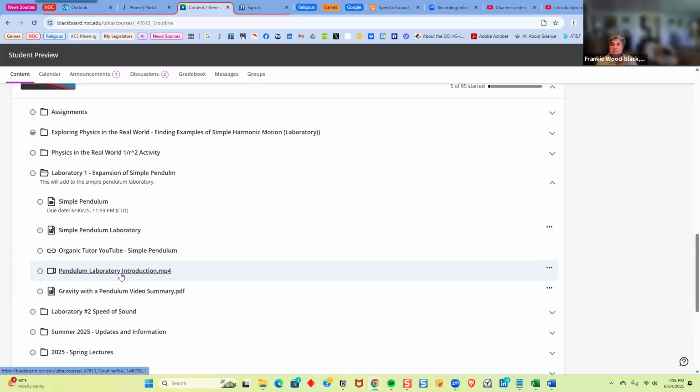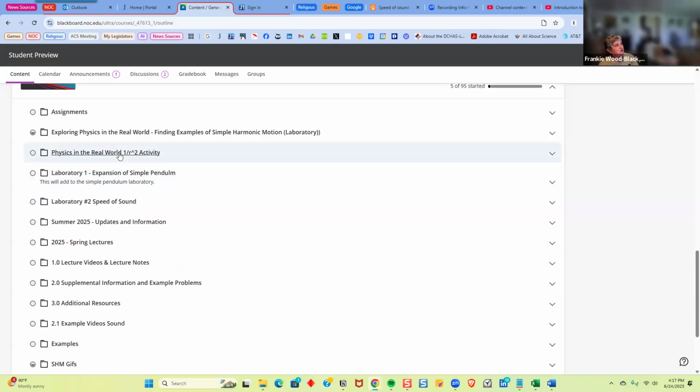So if you had me last semester, this is the exact same lab, except we're adding 1 more layer of detail to it, and that's looking at the angle. And we only are doing it for 1 length. And we'll discuss that as we're coming through the material. So this lab is due on the 30th. We will talk about these other 2 later in the week, because they're more related to sound than they are simple harmonic motion.